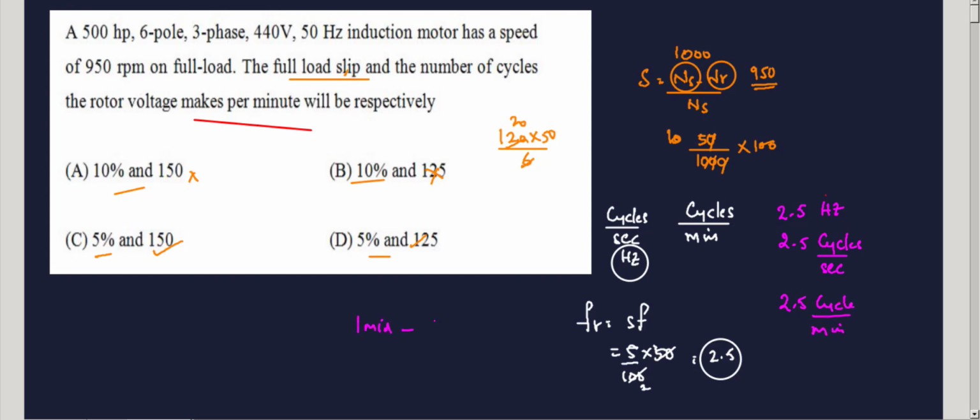Cycles per minute. 1 minute equals 60 seconds, so 1 second equals 1 by 60 minute. So I want to multiply by 60, then I get the answer. 25 by 10 into 60: 10 into 6, 6, 5, 30; 6, 2 is 12, carry 15. So 150 is the answer. I can write it. This is the answer.